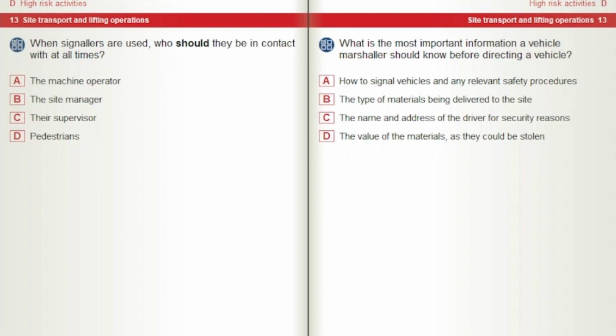What is the most important information a vehicle marshaller should know before directing a vehicle? How to signal vehicles and any relevant safety procedures. The type of materials being delivered to the site. The name and address of the driver for security reasons. The value of the materials as they could be stolen.